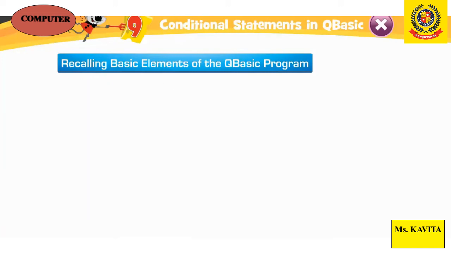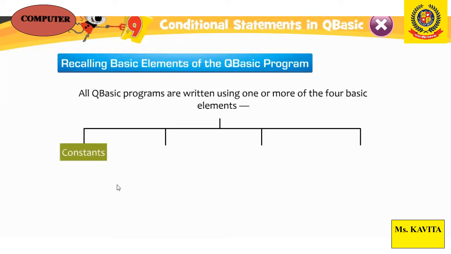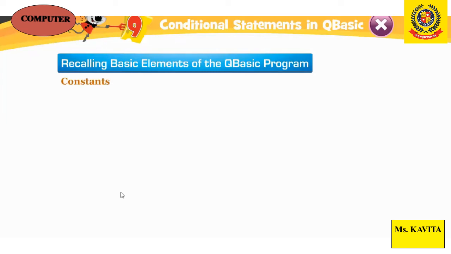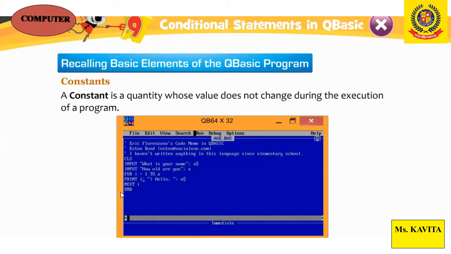Today we'll start chapter 9, conditional statements in QBasic. So take out your book, open page number 112. Already we have learned BASIC. So what is the full form of BASIC? BASIC stands for Beginners All-purpose Symbolic Instruction Code. It is a programming language. Using BASIC we can do programs.